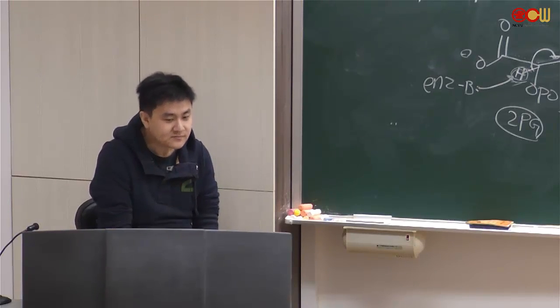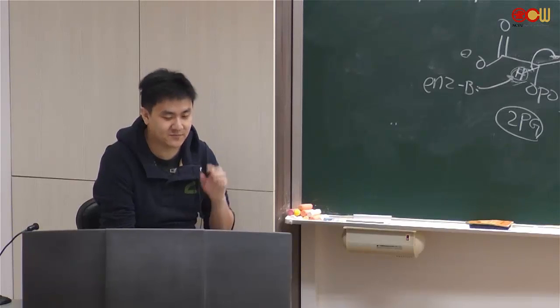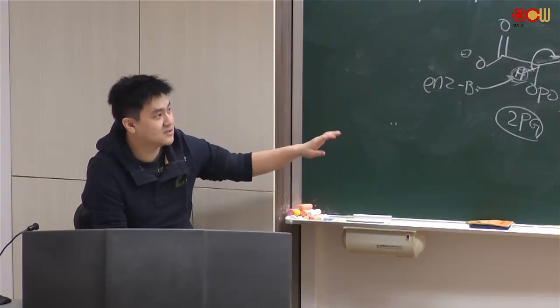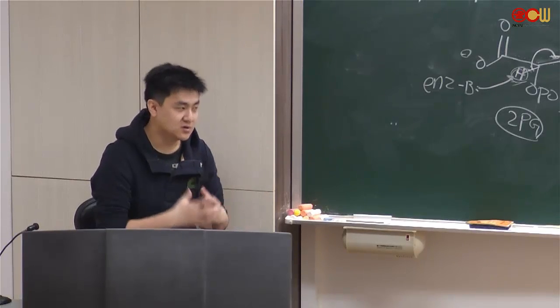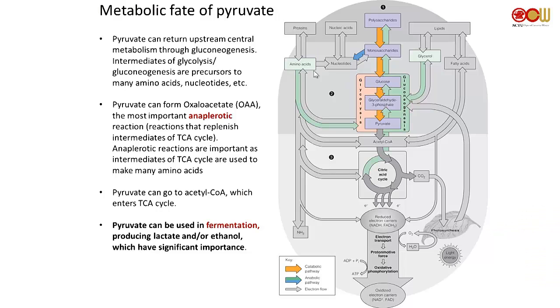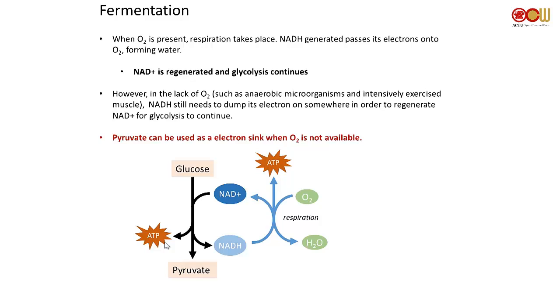So the fate of pyruvate is a lot of places. And now that we've covered glycolysis, later on you will see that pyruvate can do a lot of different things. What we're going to talk about today is that pyruvate can be used in fermentation, which can be used to produce lactate or ethanol, which have significant importance to industry, and a lot of socio-economic value.